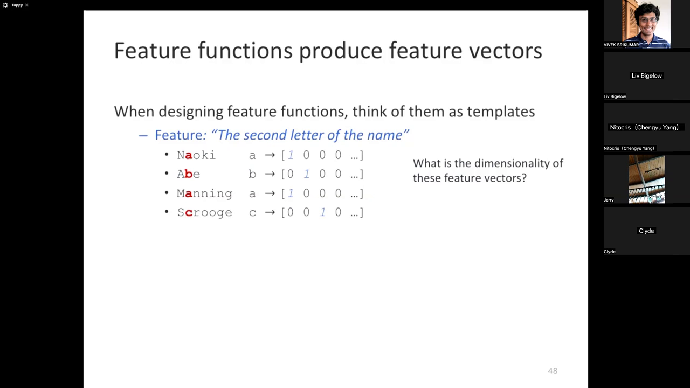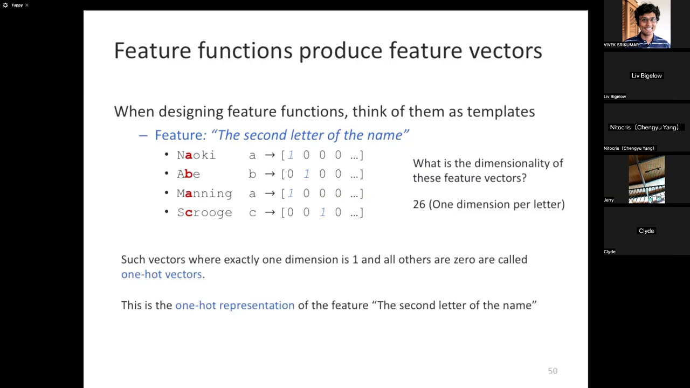In statistics, you would call these dummy variables. Yep. So we have 26 features, and these are one-hot vectors where exactly one element is one and everything else is zero. One-hot vectors keep showing up in machine learning as an initial encoding for a lot of problems.